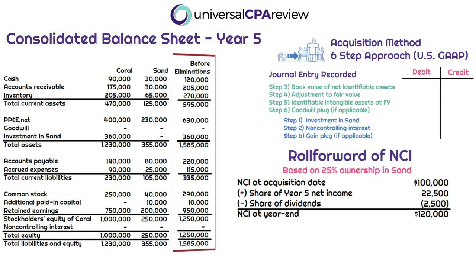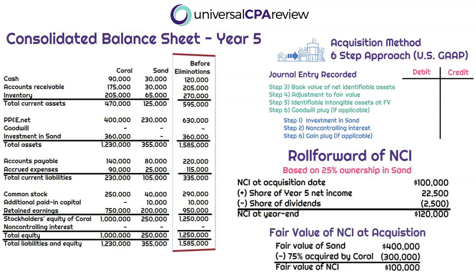Now the beginning balance at the acquisition date of $100,000, how did we get that? Well, if Coral purchased 75% for $300,000, that means the total fair value is $400,000. So 25% of $400,000 is $100,000. And then we increase it for the share of net income by $22,500, decrease it by $2,500 for the dividends. And that means the NCI at the end of the year is $120,000.